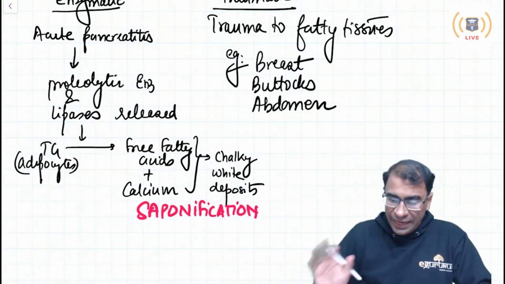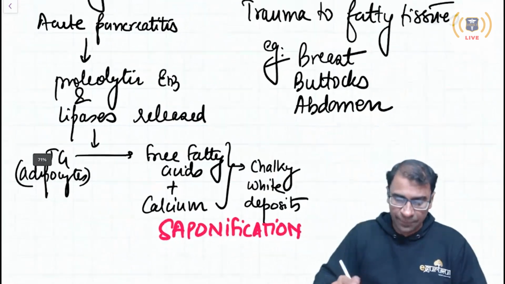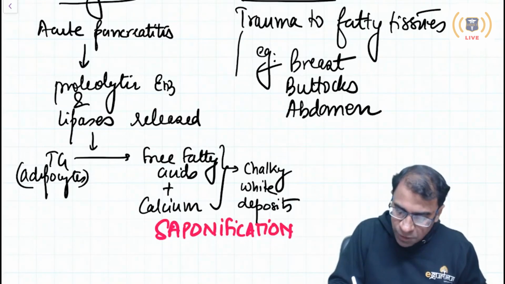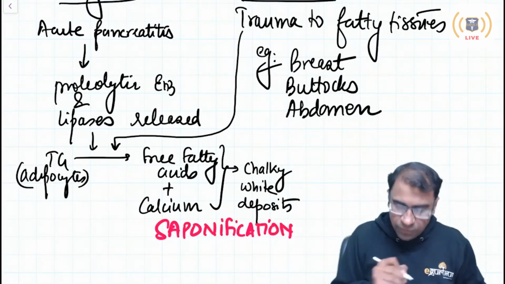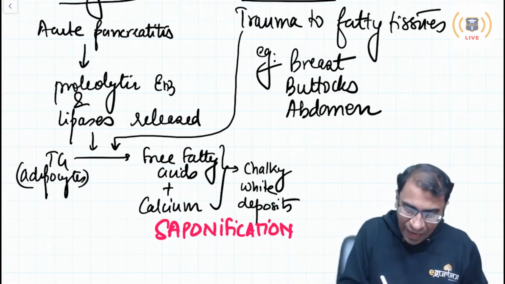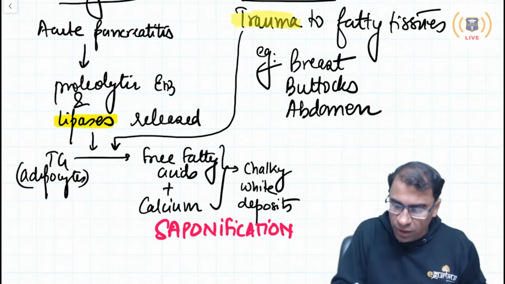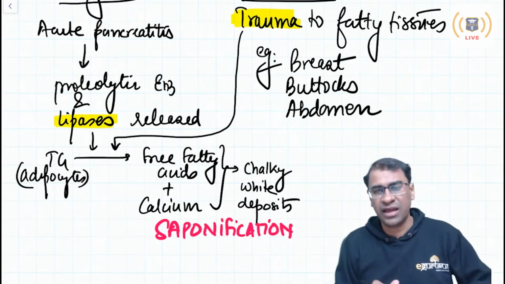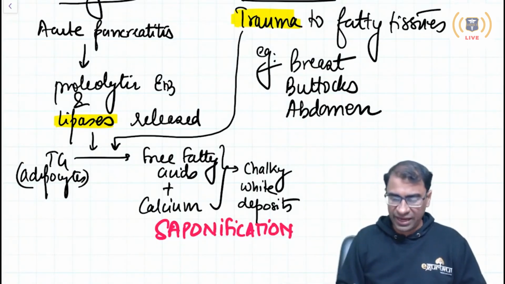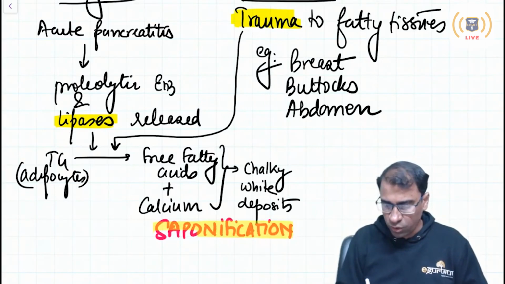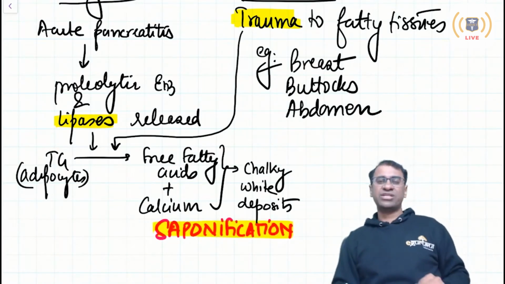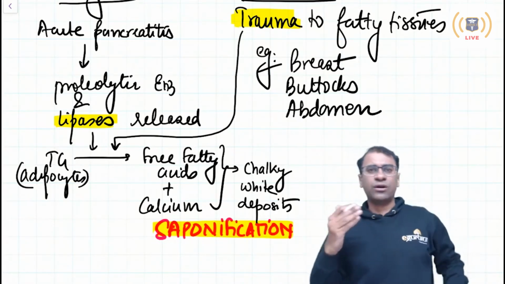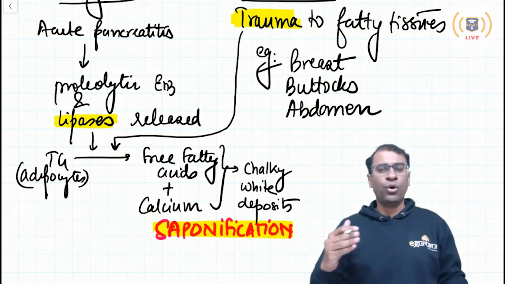Okay, so in trauma also the same thing happens. What was caused by the enzymes can also be caused by the trauma. So either the enzymes or trauma can break the triglycerides to form free fatty acids, and this will lead to saponification, and saponification is a good way to see whether the area has undergone fatty necrosis or not.